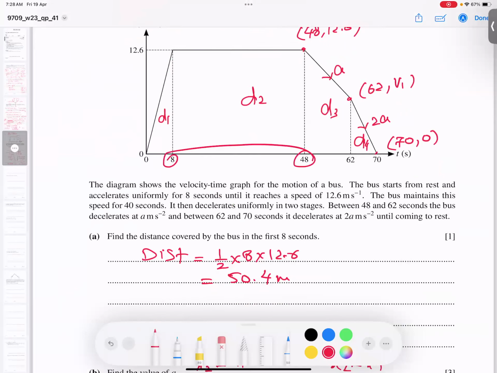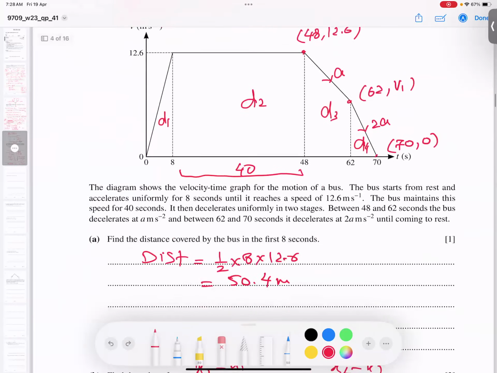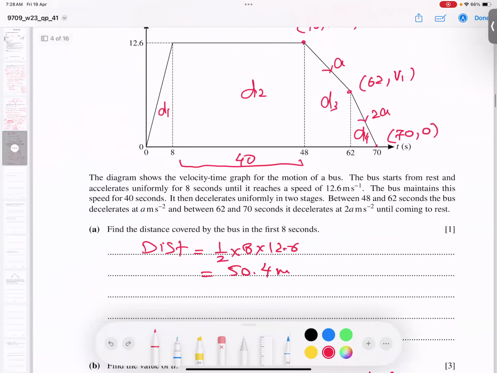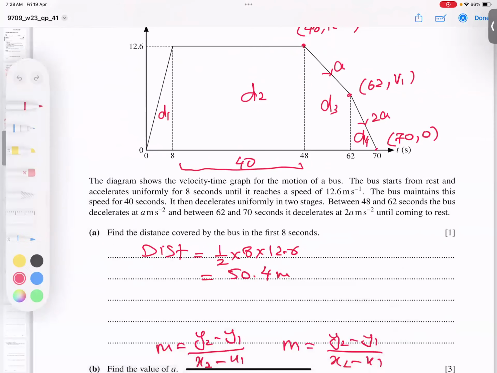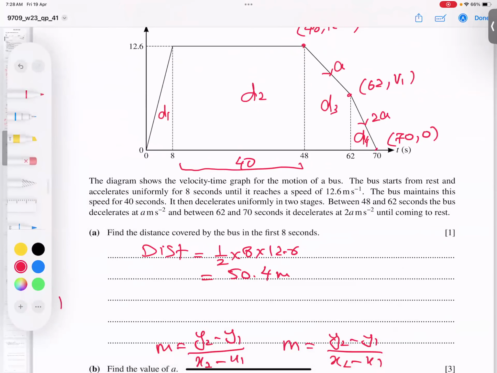This is 48 minus 8, so it's a 40 gap. And the height is 12.6. So length into width. But this is a trapezium shape and this is a triangle shape. I will find both. So let's work out here, then I shift it back. Okay, so let's start. So distance total traveling is what, students? I'm not working out, I'm writing the answer directly, 50.4 plus. What about D2? 40 times 12.6 plus.